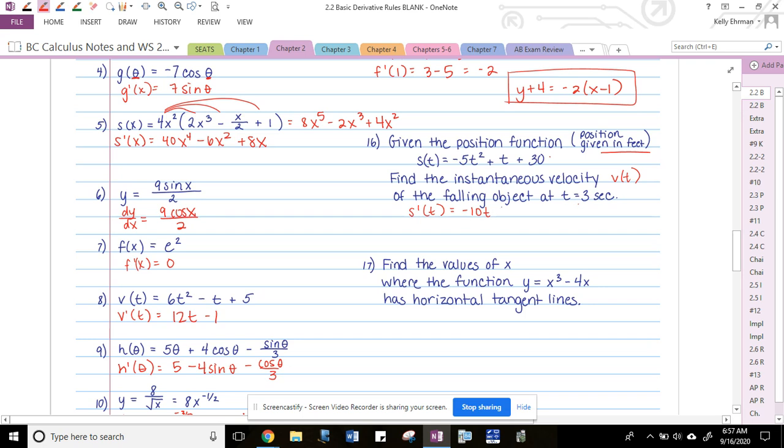The derivative is negative 10t plus 1. s prime of 3 is negative 30 plus 1, so negative 29, and we always label. So s prime of 3 is also known as v of 3, and that would be negative 29 feet per second.